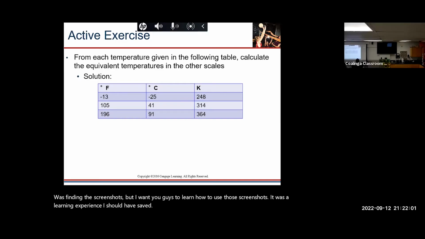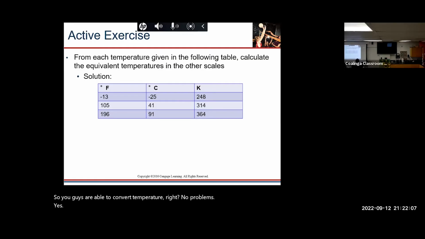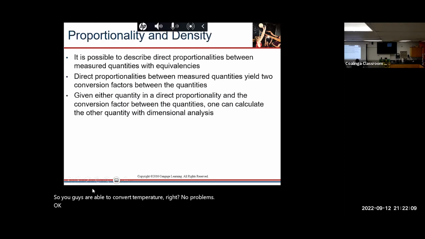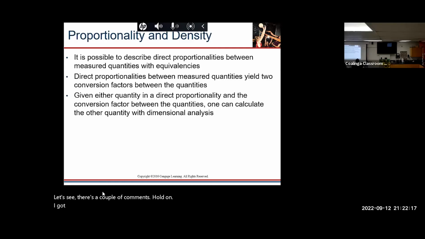Okay, so you guys are able to convert temperature, right? No problem? Yes. Okay, good. Couple of comments. I will positively say that you're not dumb. You guys should feel smart.